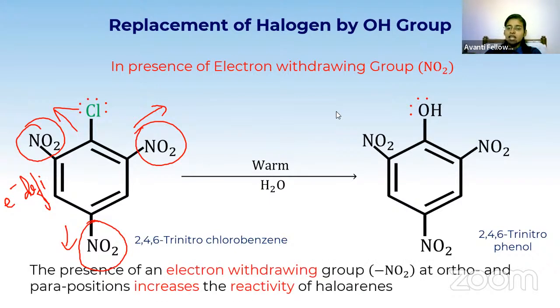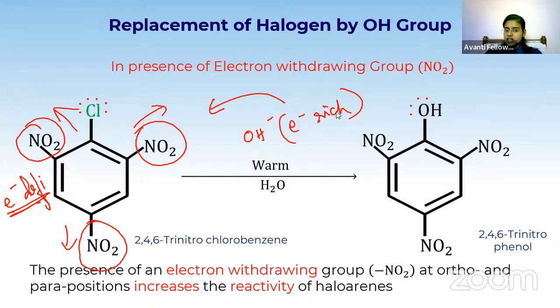So the presence of an electron withdrawing group at ortho and para position increases the reactivity of haloarenes by withdrawing the electrons. Okay. So if the ring is becoming electron deficient in nature, it means the incoming nucleophile OH minus or H2O, which are electron rich in nature, can come and approach the electron deficient compound more easily and the reaction will occur very fast, leading to the formation of product easily.